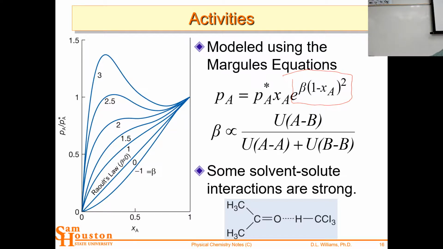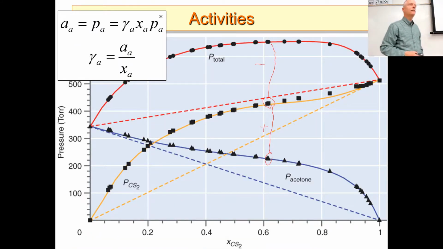But anyway, if you change beta: if beta is 0, then you have e to the 0, which is 1, so you have Raoult's law. If beta is less than 0, you have attractive situations like acetone chloroform. If beta is much greater than 0, then you end up with these very non-ideal situations like carbon disulfide and acetone. But when you have this shape now, you could model these activity curves with the Margules equation, and you would get things like this. Okay.